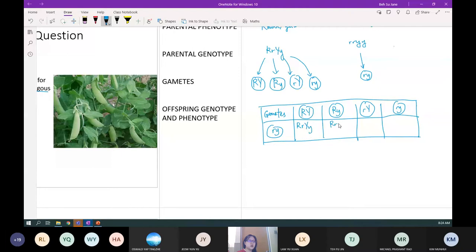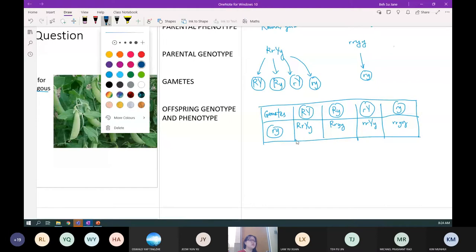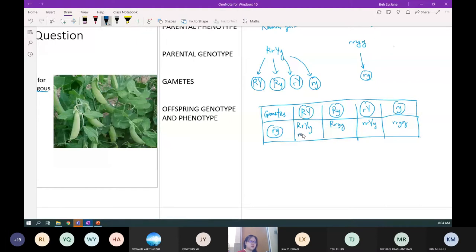Okay, big R, big Y, and then this is small, small, big, small. This is small, small, small, small. Okay, don't forget to write down the phenotype. So we have round and yellow. Can I change color of my pen? Yes, I can. Round and yellow. And at this point, we have round and green.